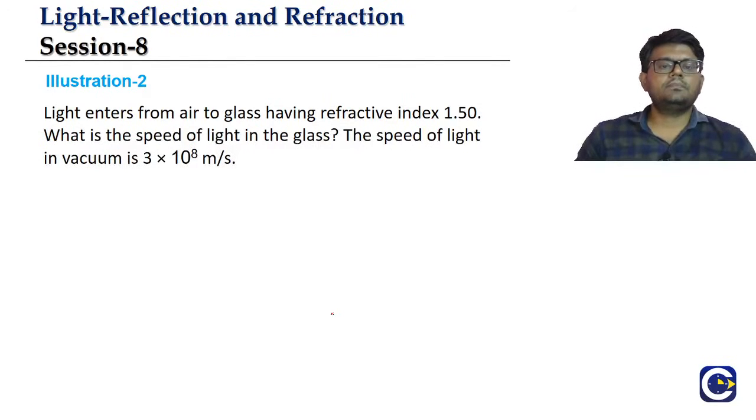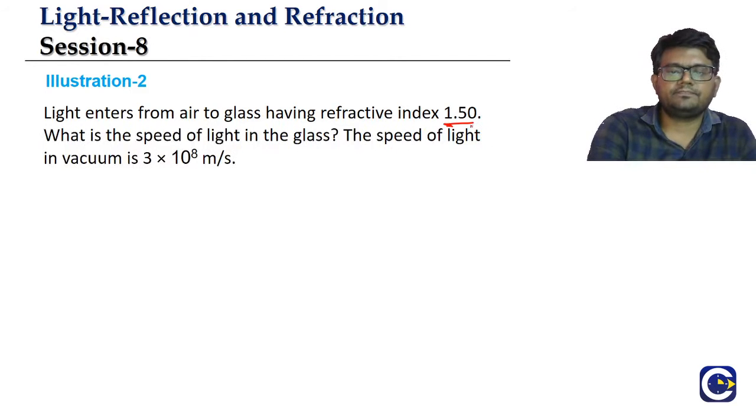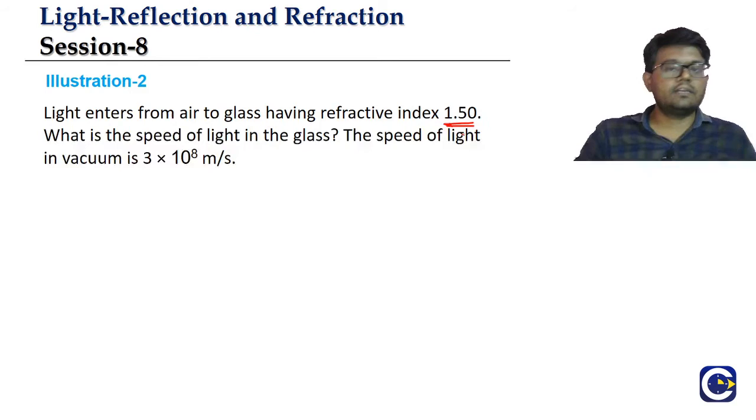Light enters from air to glass having refractive index 1.5. It's not like we have to remember all the refractive index values. Even in the previous problem, I was able to recall that air is 1.0003 and water is 1.36, but it's not a strict requirement that we remember all these values. Broadly, if you have an idea, that's sufficient.